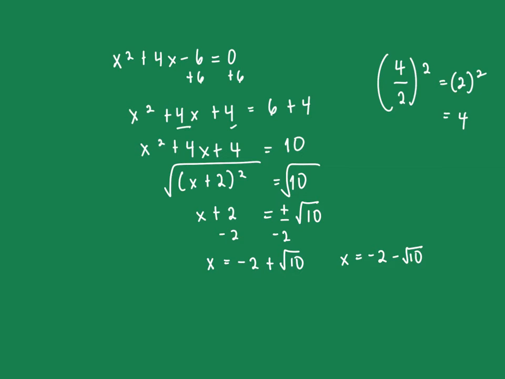So we write them using solution set. You can either do it separately, like this, negative 2 plus square root of 10, and negative 2 minus square root of 10, or put them together using the positive negative symbol. So that's going to be negative 2 plus minus square root of 10. So both of them are actually accepted.